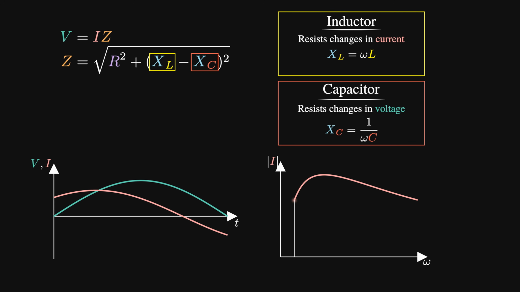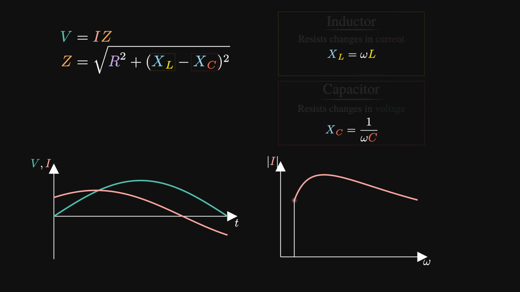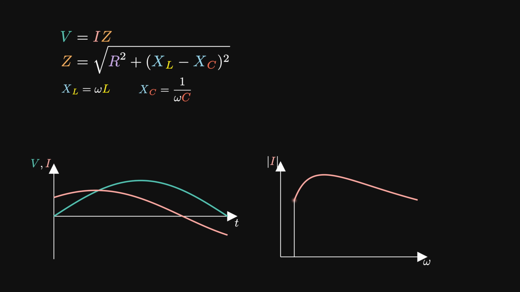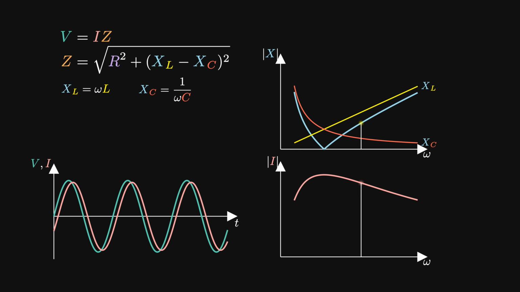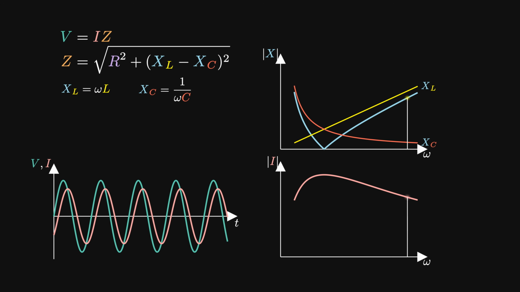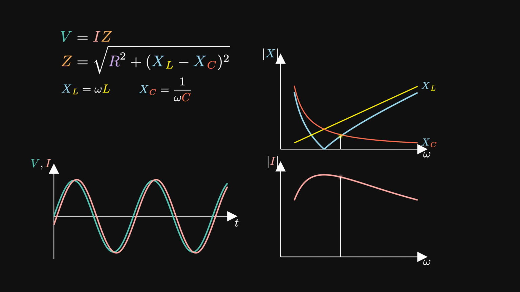So as we sweep through frequency, the behaviors of inductors and capacitors move in opposite directions. So let's plot the reactance as a function of the frequency as well. Here are the values of XL and XC separately for reference. At low frequencies, we can see the capacitor dominates the circuit, while at high frequencies, the inductor dominates.